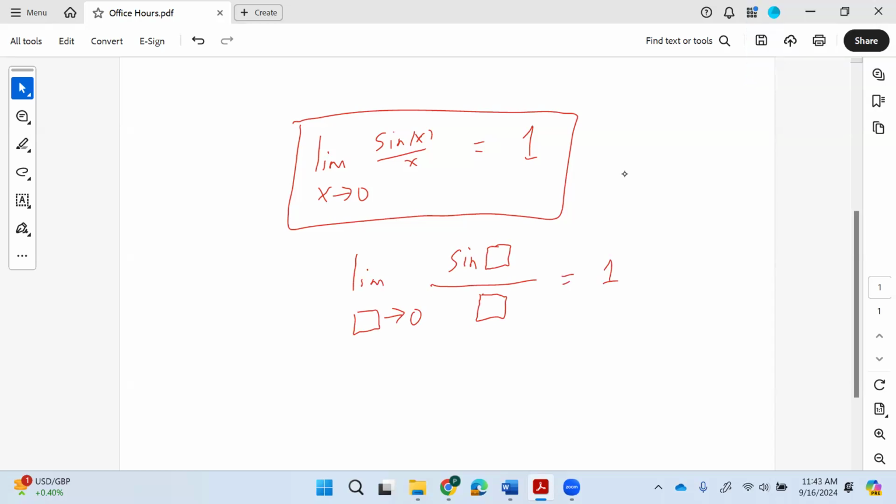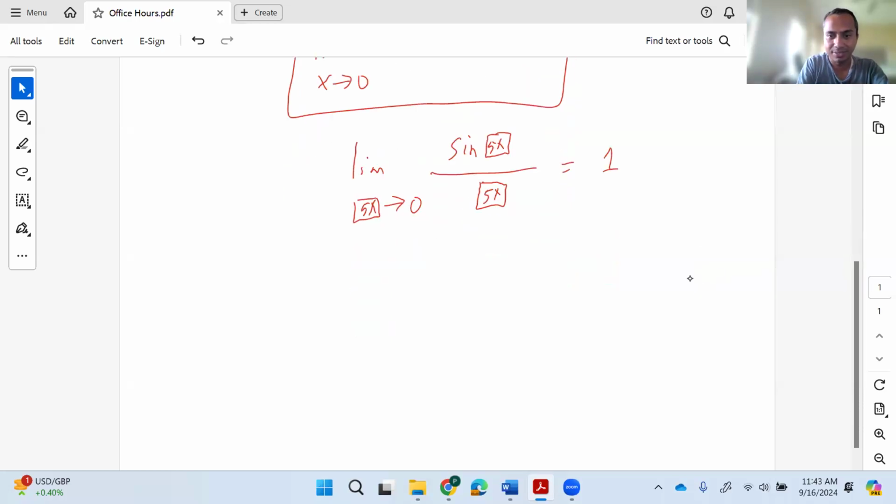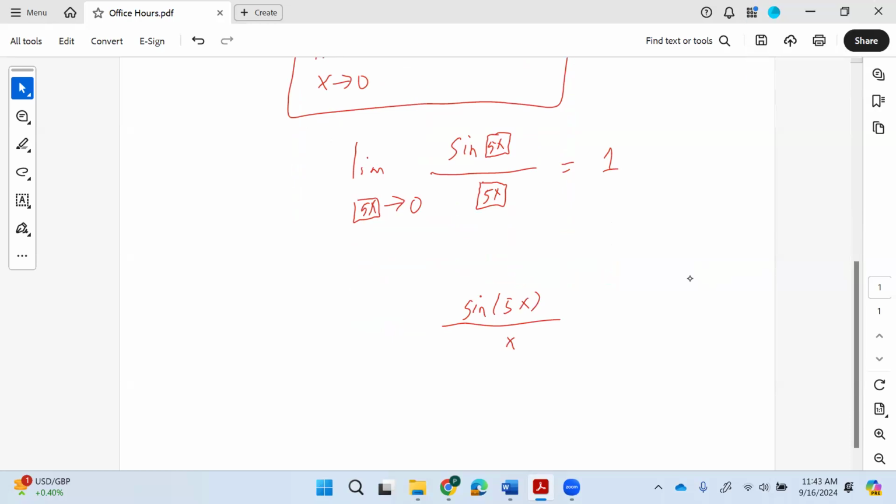You understand? Understood. It could be, let's say, 5x over 5x, and here is the 5x. So still the limit would be one. Now, in your problem, the problem has sine 5x over x. Yes? So you don't have 5x over 5x. You just have 5x over x. Can you make this x into 5x?